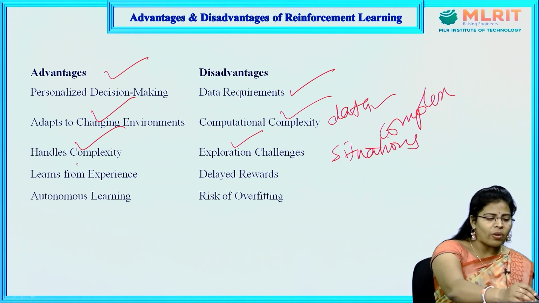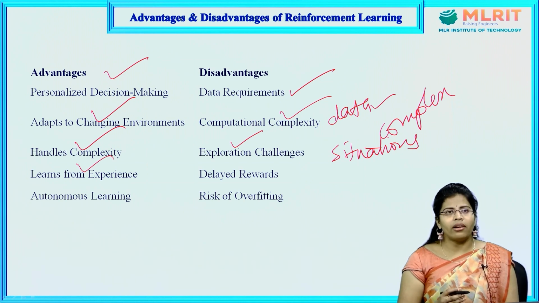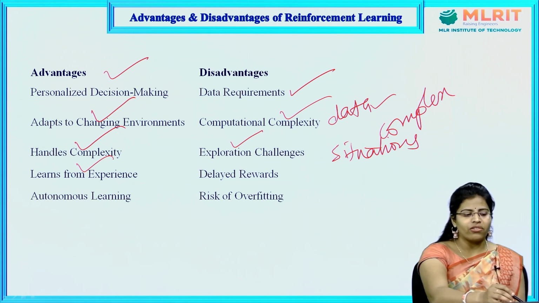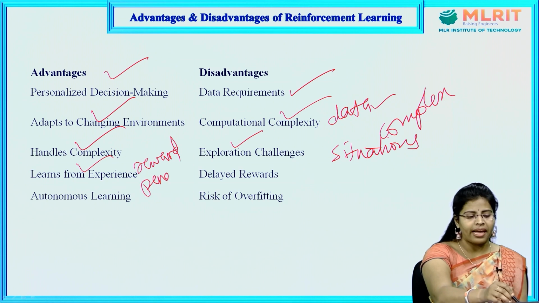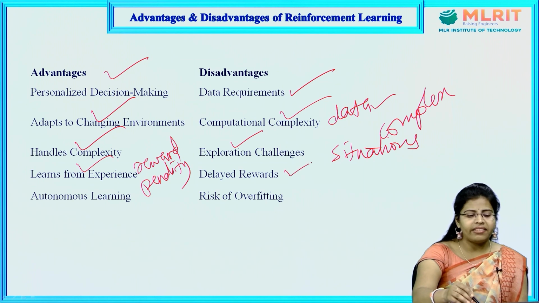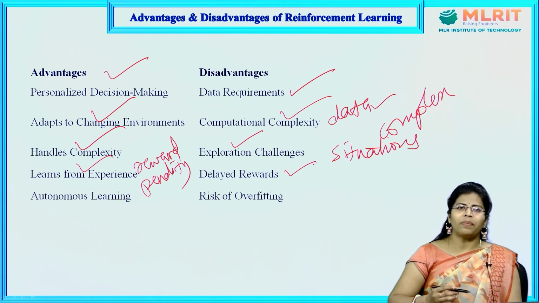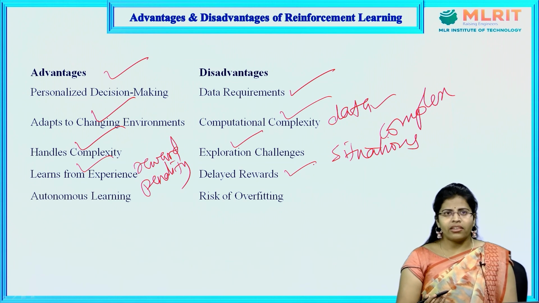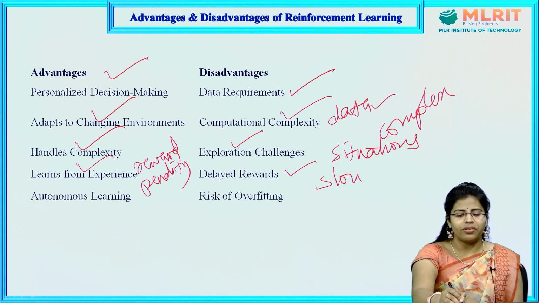And the next advantage is learns from experience. That means it is going to learn from experience, that is, on a trial and error basis. For each correct action, it is going to get a reward. For each wrong action, it is going to get a penalty. So that's one of the advantages. And the next disadvantage is delayed rewards. That means for particular actions, it sometimes gets rewards very slowly. That means learning time is slower here. That is one of the disadvantages.